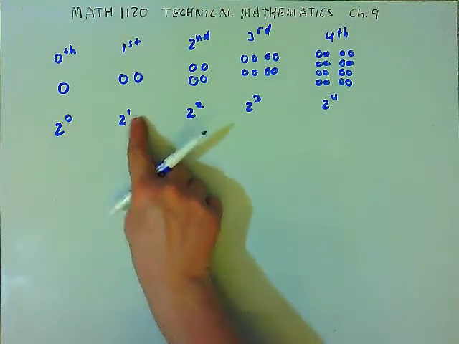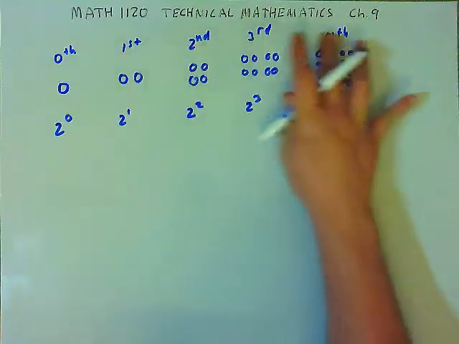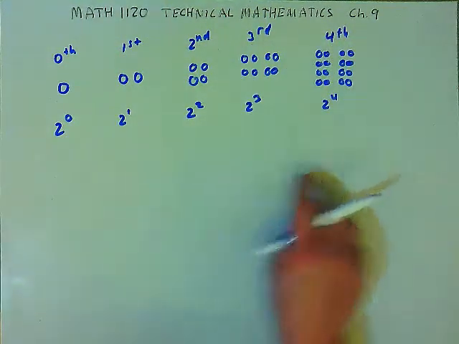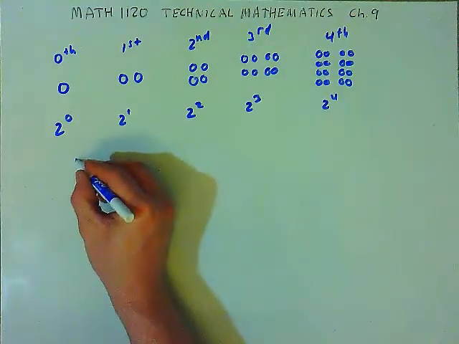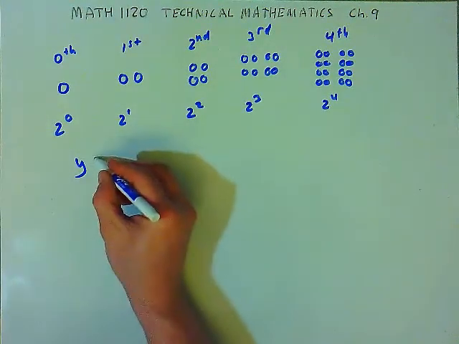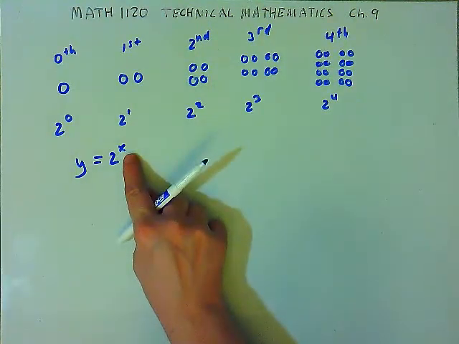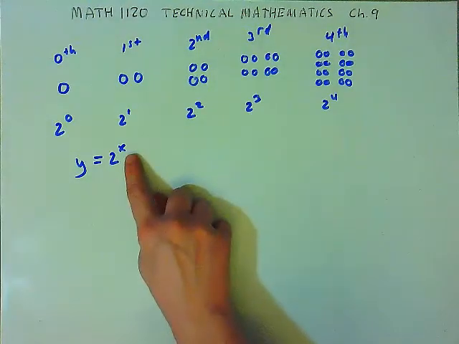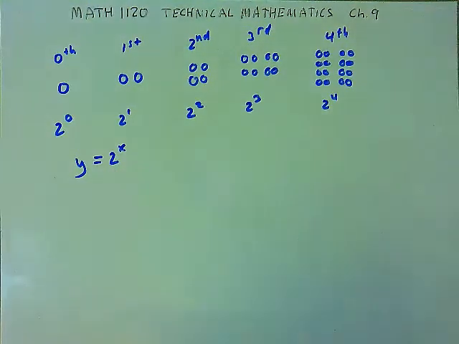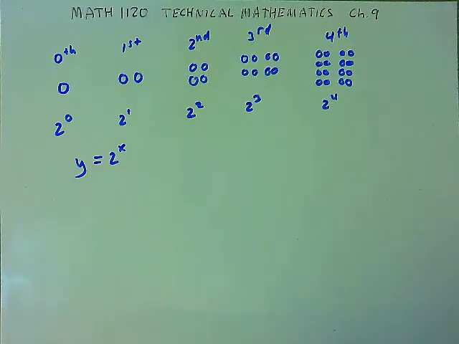And so the exponent here is the day, right? 0, 1, 2, 3, 4 are the exponents. Those represent the number of days that have passed. And these work out to be the number of cells that we have. And so the exponential function in this example is y equals 2 to the x power, where x is the number of days that has passed. And so this is an exponential function, right? The exponent is the variable, the base is a constant. And we'll see lots of different examples of exponential functions.